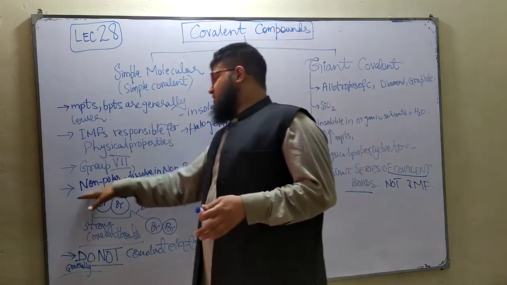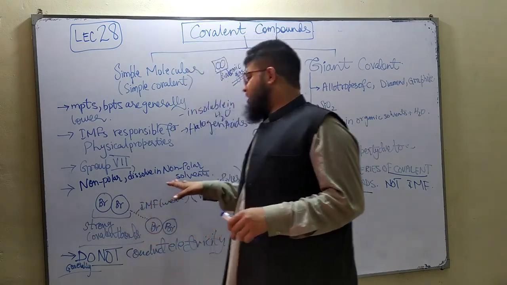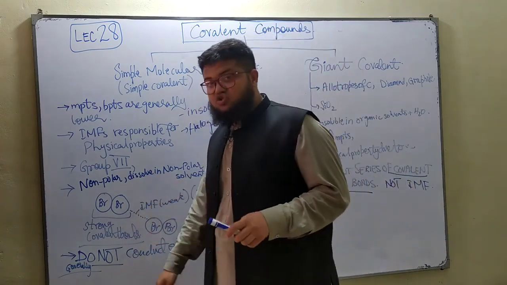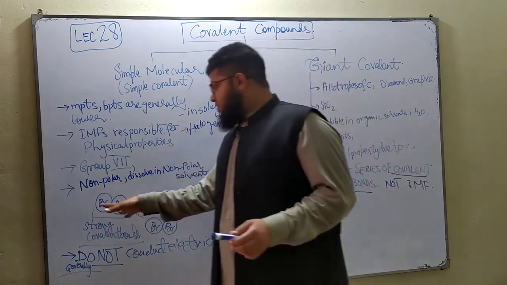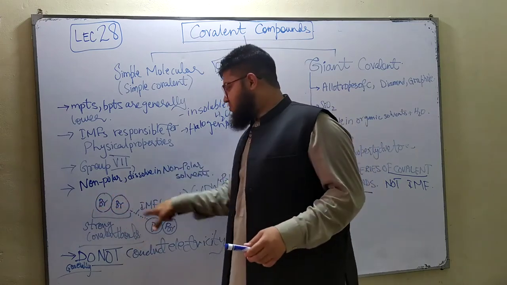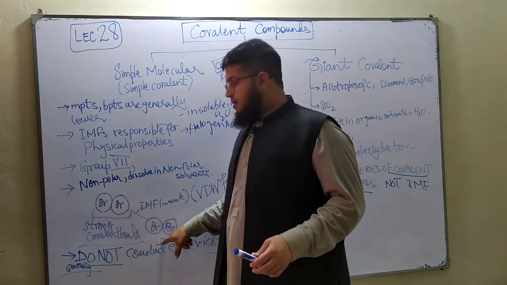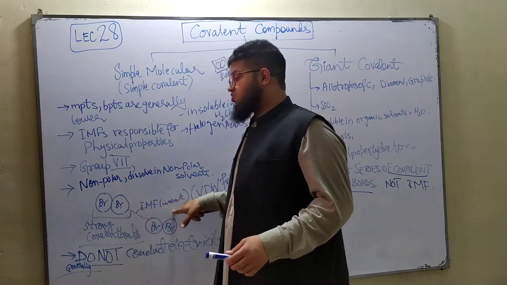All group 7 elements are soluble in non-polar solvents. By the way, the simple molecular are soluble, whereas the giant covalent do not dissolve in non-polar solvent. This is the general structure, and we've already talked about them. The bromine molecule over here has a strong covalent bond within it, but in between the molecules, not between the atoms, we will find the weak intermolecular forces.